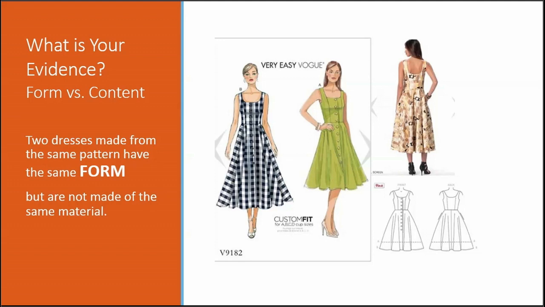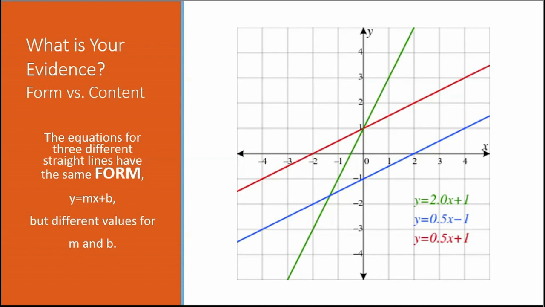Dress. Different dresses made of the same pattern could have the same form, but not be made of the same material, provided they're made by the same pattern. They have the same form, but not the same material. So dresses are examples of things that have form. They have patterns. They have an arrangement of parts relative to a whole.